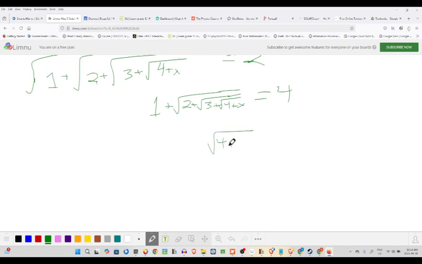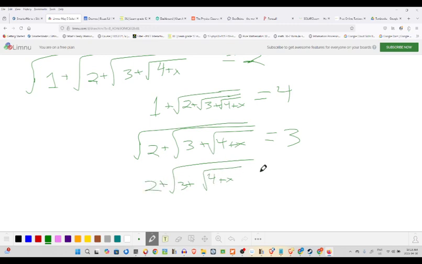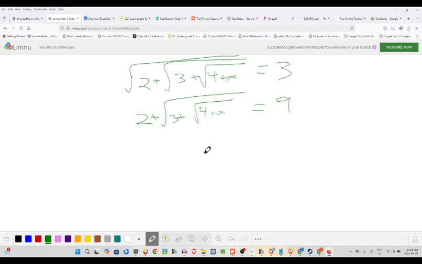So, again, working from the inside out. So this square root equals 3, subtracting 1 from each side. Square both sides again. This equals 9. Subtract 2 from each side. We now have a 7 on the right. Square both sides.